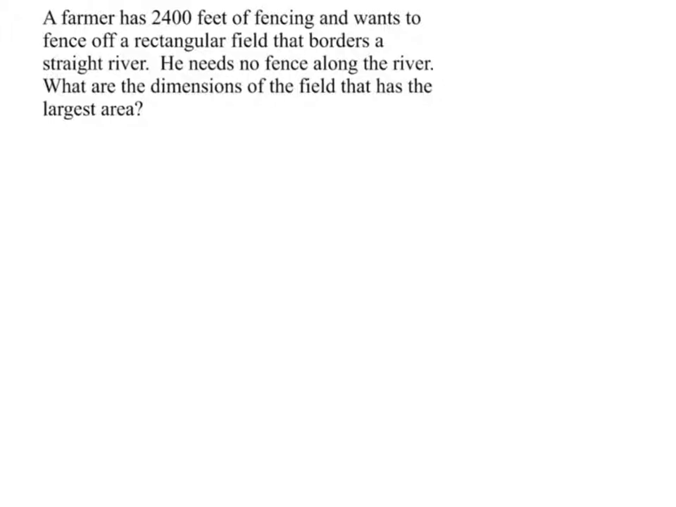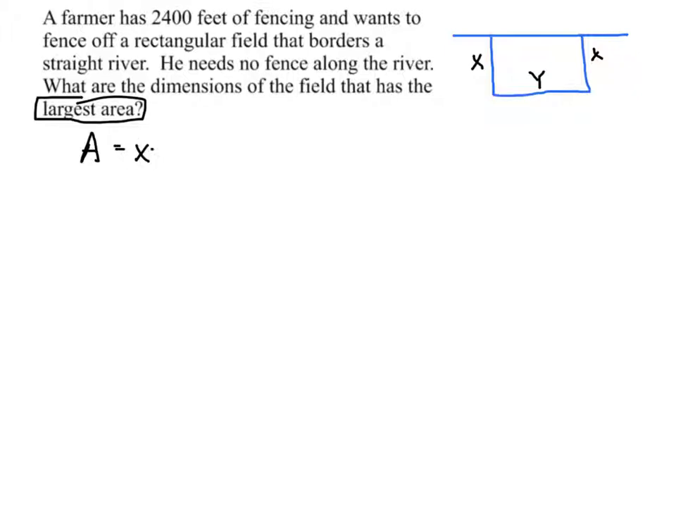So let me start by making a picture. Draw the river in here, and we're fencing this way along the river. So we could say that this is x, and this is y, something like that. Okay, my first thing is I want to figure out the largest area. So in terms of my variables, I'm going to write an area equation. It's x multiplied by y.